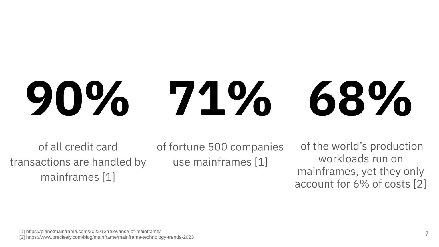And to put that into numbers, actually 90% of all credit card transactions are still handled by mainframes, and about 70% of all Fortune 500 companies still use them, and almost 70% of all production workloads globally run on them, while just accounting for 6% of the costs.